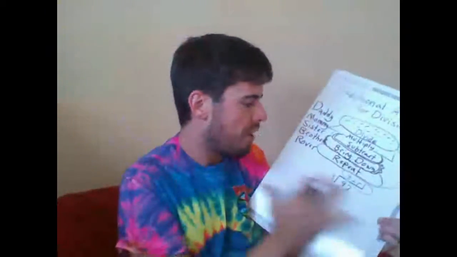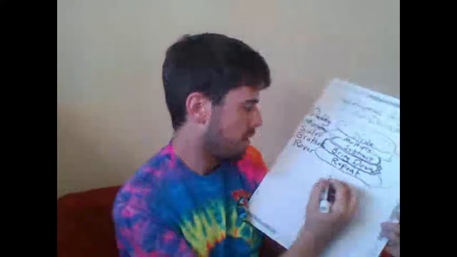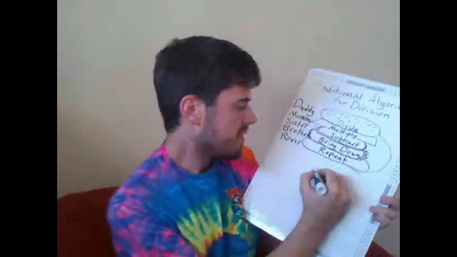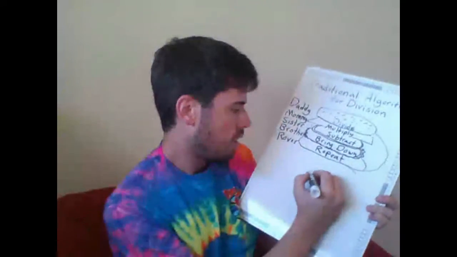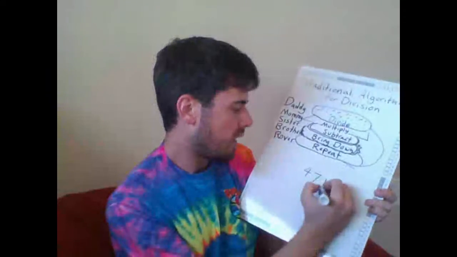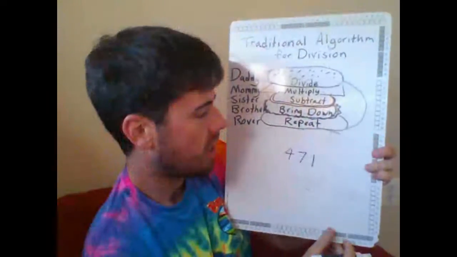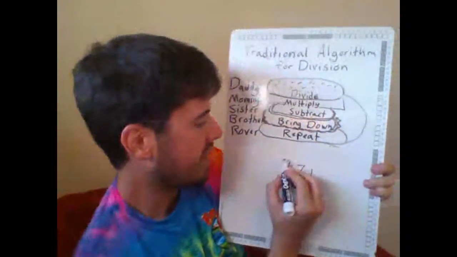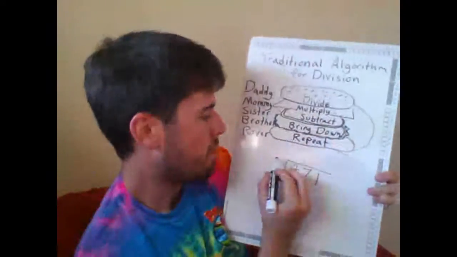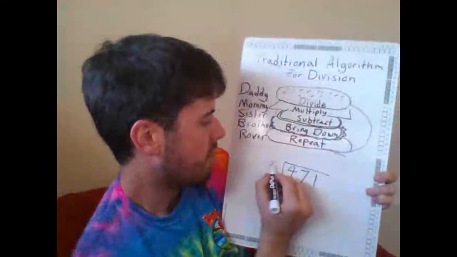Let's do another one. Let's do a little bit harder of one. This time, why don't we do 471? We'll use that as our dividend, and we'll divide it by 5.